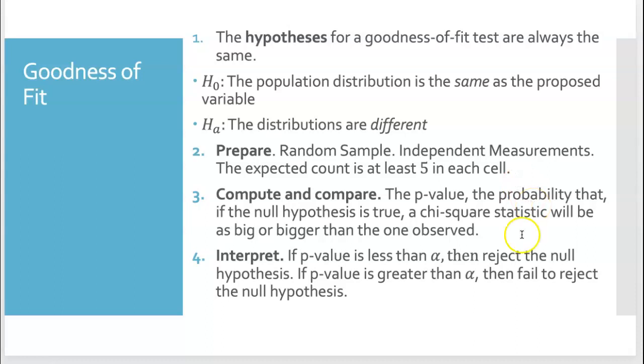And of course, compute and compare: find the p-value. In this case, it's always the probability that, if the null hypothesis is true, a chi-square statistic will be as big or bigger than the one observed. So there's no one-sided or two-sided. It's always going to be a greater than or equal to probability in computing the p-value. And as far as interpret, it's the same. This can hold for any of the hypothesis tests that we discussed before. If the p-value is less than alpha, reject the null hypothesis. If the p-value is greater than alpha, fail to reject the null hypothesis.